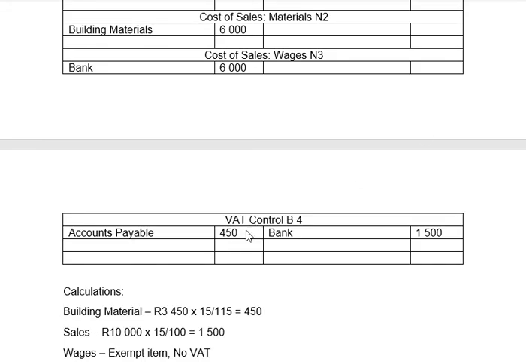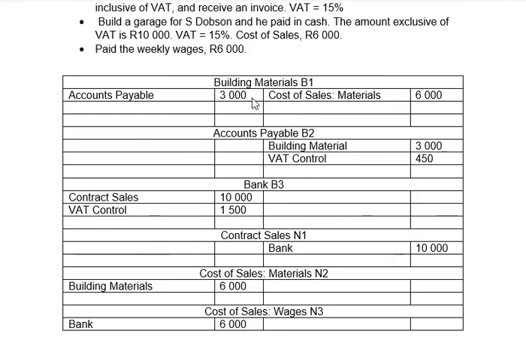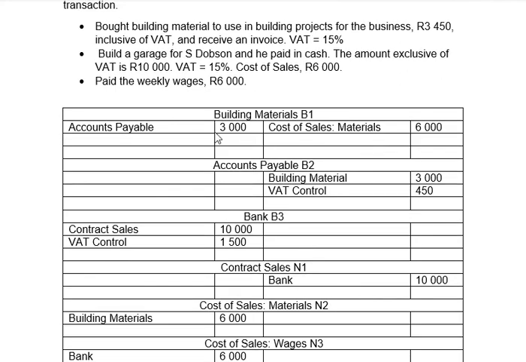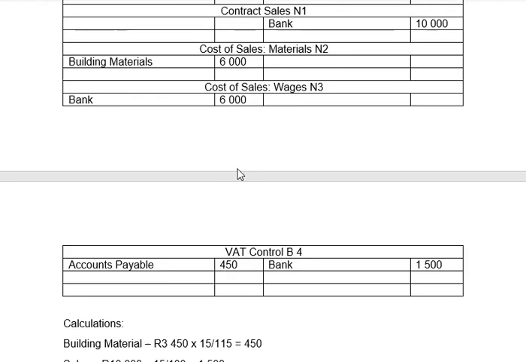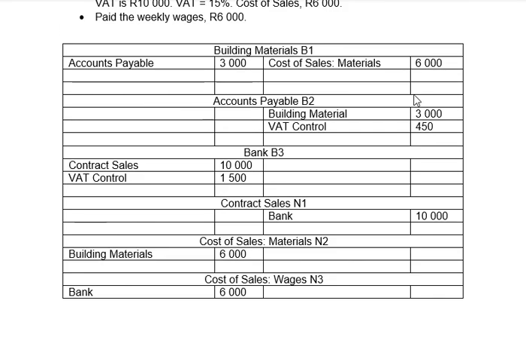My debits match my credits. I have debit of 450 and a debit of 3,000, so that's 3,450. I have a credit of 3,000 and 450, so 3,450. I'm still in balance. So what you can see from this is exclusive, the amount without VAT goes to the material account. VAT obviously goes to the VAT control account. What side? Determine whether it's a purchase or sale. This case was a purchase, so debit side. And then the inclusive amount, both of them, so the building material amount and the VAT control amount goes to accounts payable for 3,450.